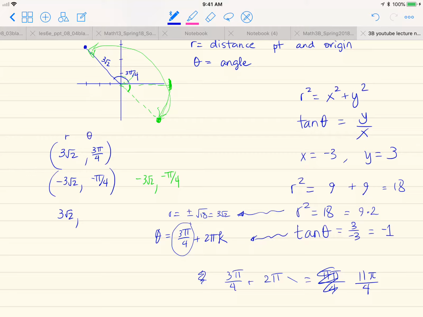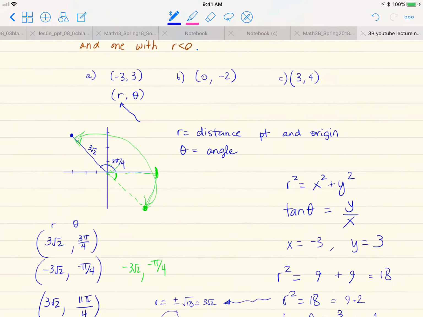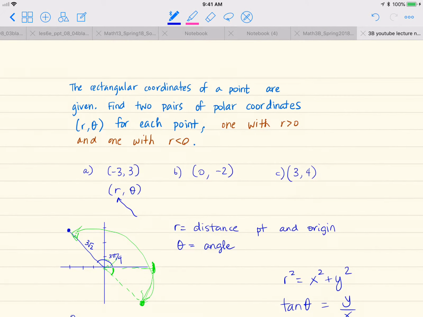So that would also work. So if you notice, there are infinitely many ways to describe a rectangular coordinate using polar coordinates, because you have infinitely many thetas that correspond to the same point. Just like angles are periodic.